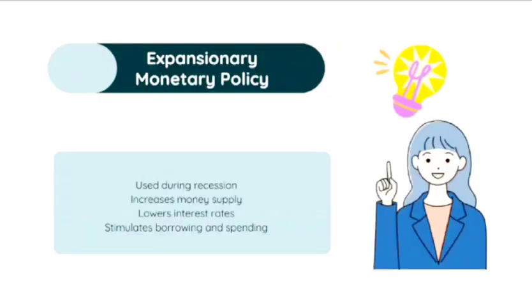Now let's discuss expansionary monetary policy. This is used during recessions or slowdowns. The Fed wants to increase the money supply, lower interest rates, and encourage more borrowing and spending. More money in the economy boosts aggregate demand, helping to push the economy back toward full employment.